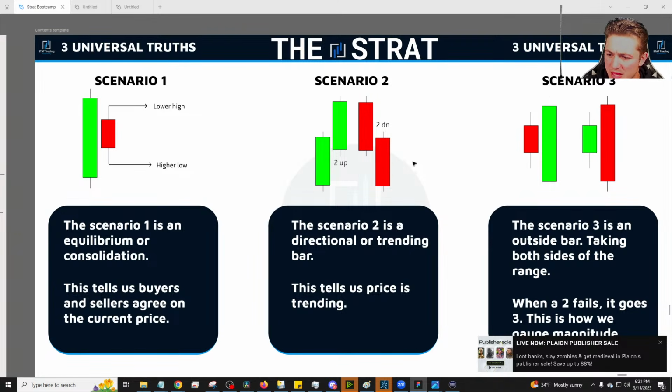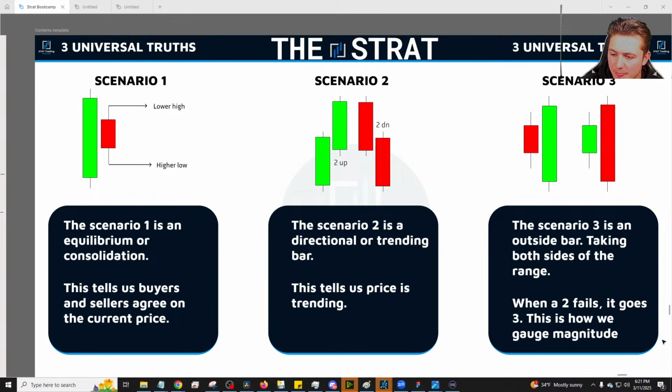Hopefully that's clear. Now we also have the scenario three, which is a special one because not many people understand it. Even if they're trading and they don't trade the strat, they'll see it, but they don't quite understand what's happening. The scenario three is an outside bar. So it makes new lows and new highs. Whereas the scenario two only makes new lows or new highs, only one at a time. And the scenario one does neither of those things. So this will make new lows and new highs and take both sides of the previous bar's range.